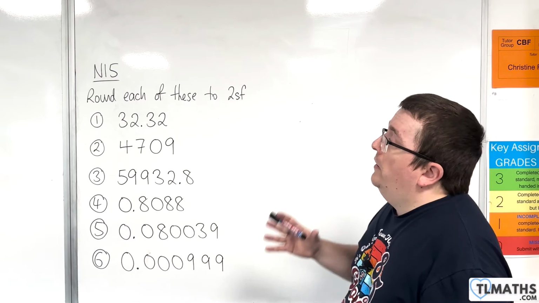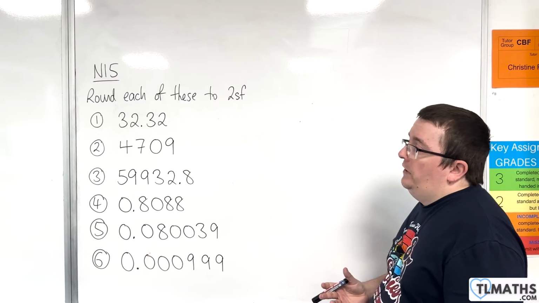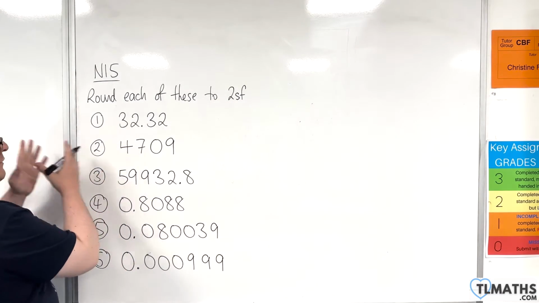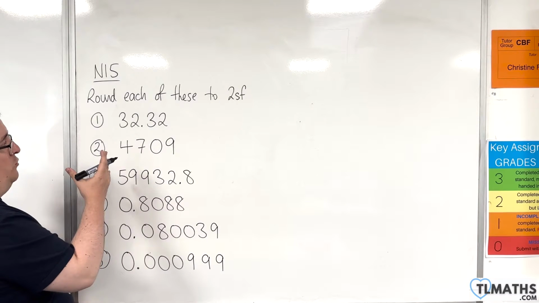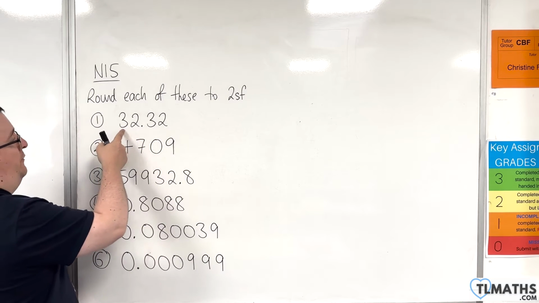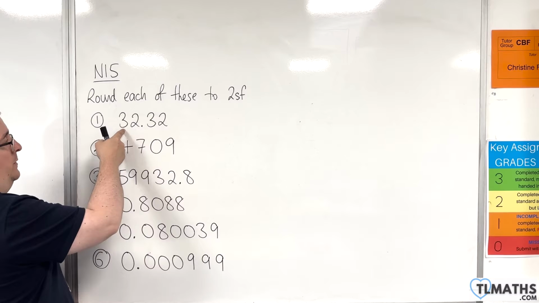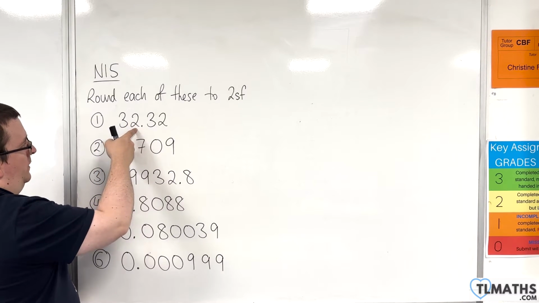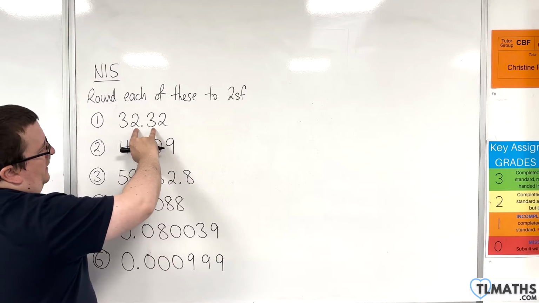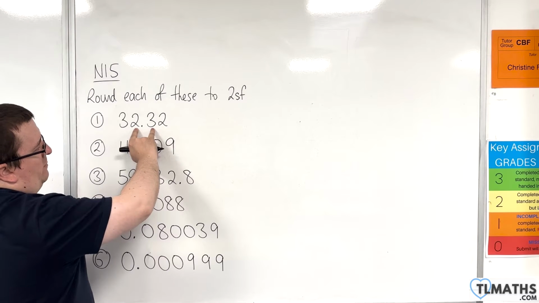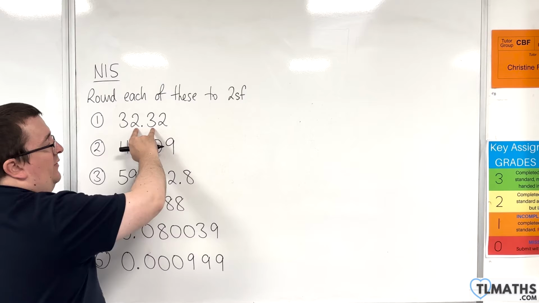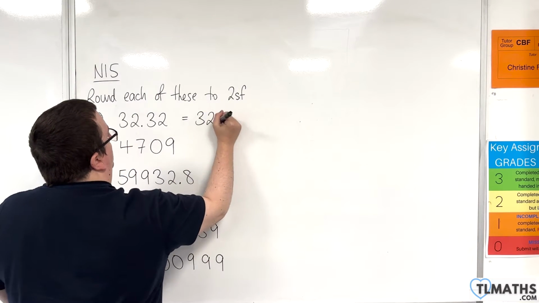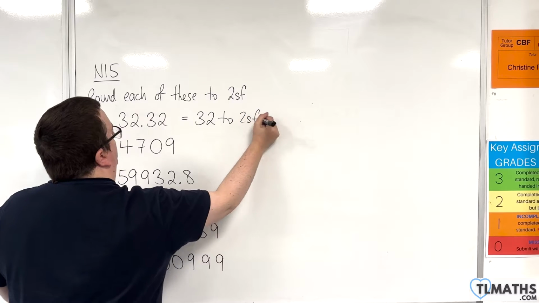So in this video, we're going to round each of these to two significant figures. Looking from the left to the right, the first number we come across that's non-zero is the first significant figure position. The next one along is the second significant figure position. To the right of that is the number that tells us whether we should round up or round down. Because it's less than 5, we round down, and so this would be 32 to two significant figures.